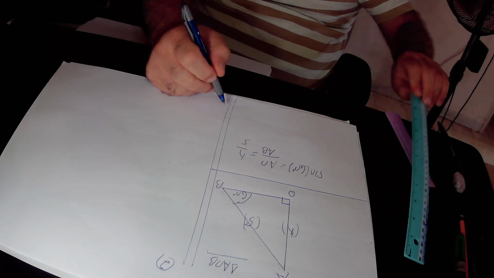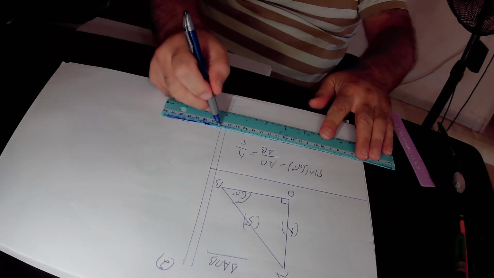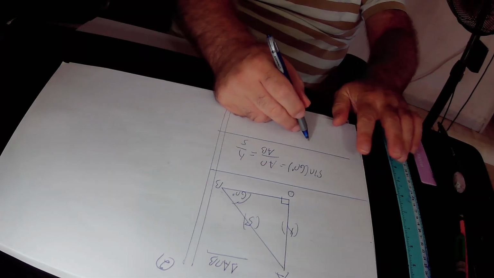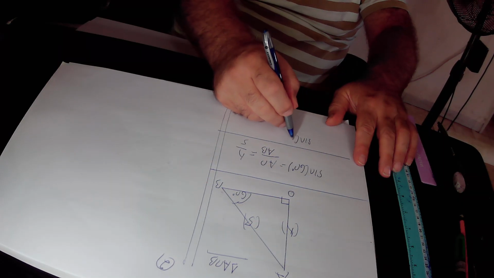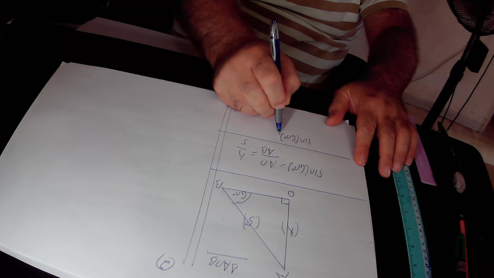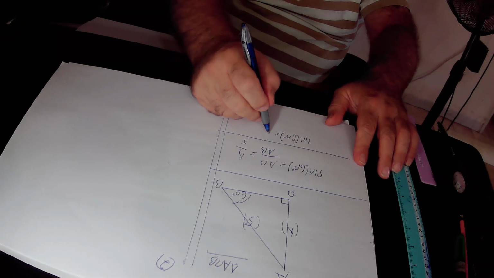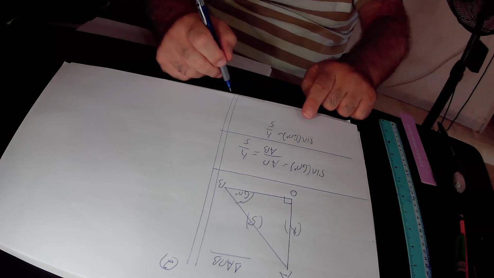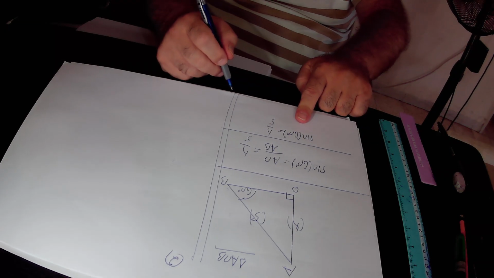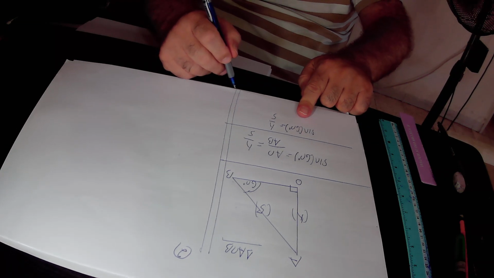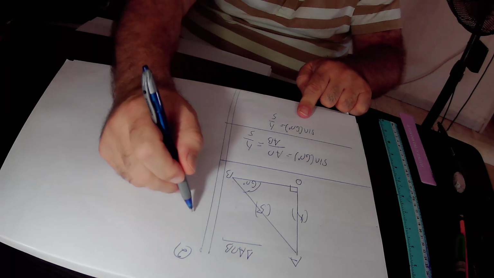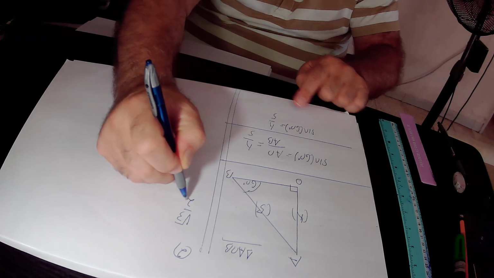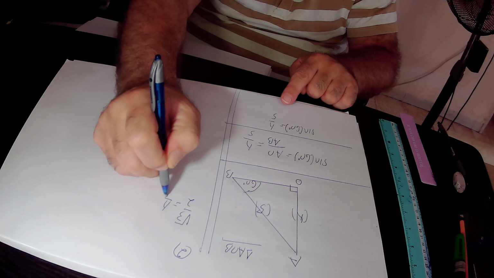So in total we found out that sine 60 degrees equals H over 5. We know that sine 60 degrees is equal to square root of 3 over 2. So square root of 3 over 2 is equal to H over 5.